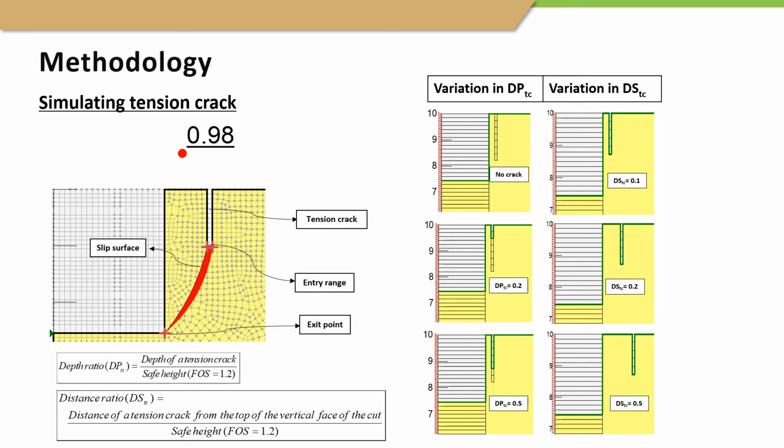Simulating tension crack. In this study, tension crack was simulated as a void. Slip surface was assumed to initiate at the bottom of tension crack and exit point was located at the toe of unsupported vertical cut. Depth of tension crack was defined using the formula presented as depth ratio, and same goes with the distance. Initial condition of unsupported vertical cut with factor of safety 1.2 was taken under equilibrium condition, and depths and distance of tension crack were varied until factor of safety fell below 1.0.